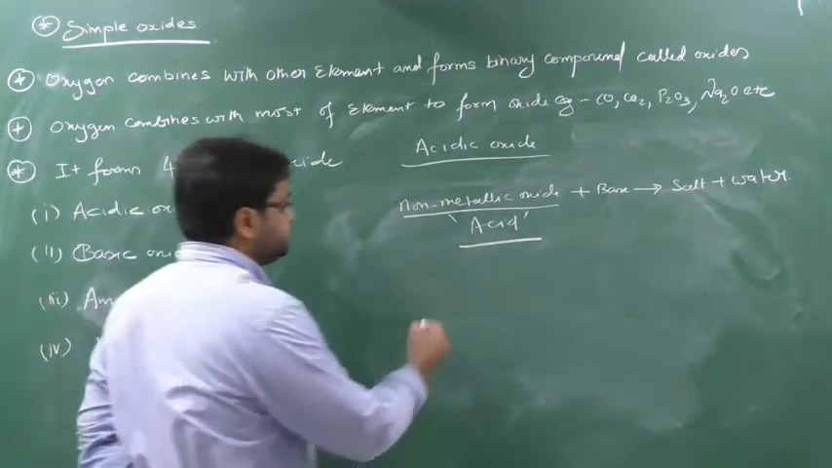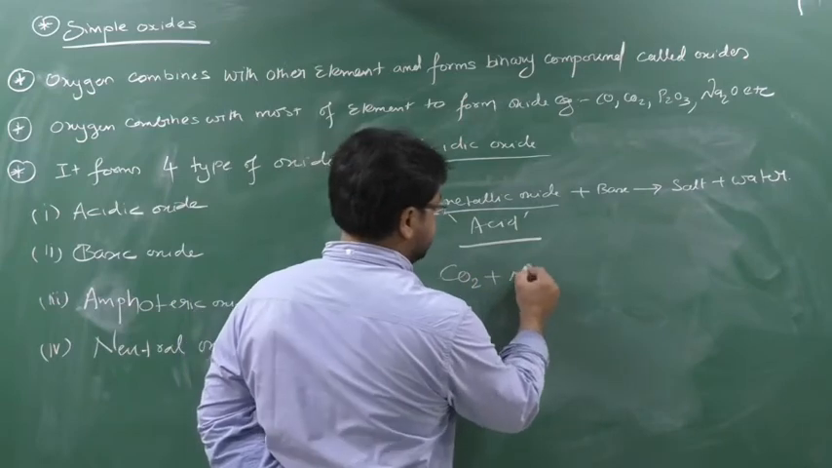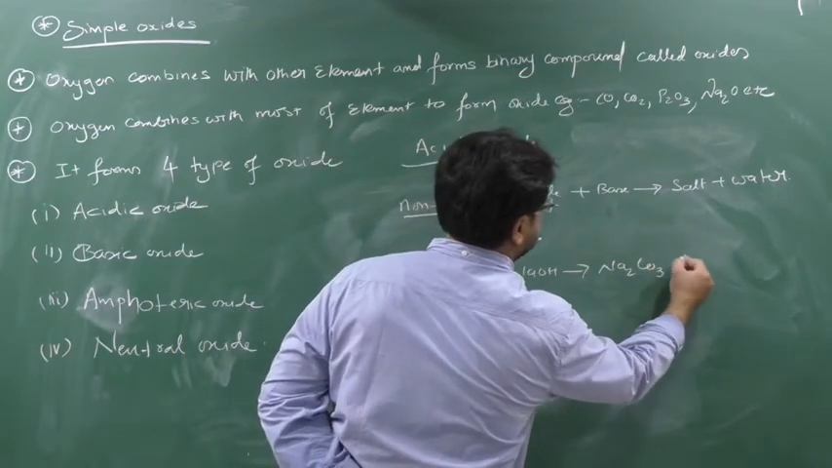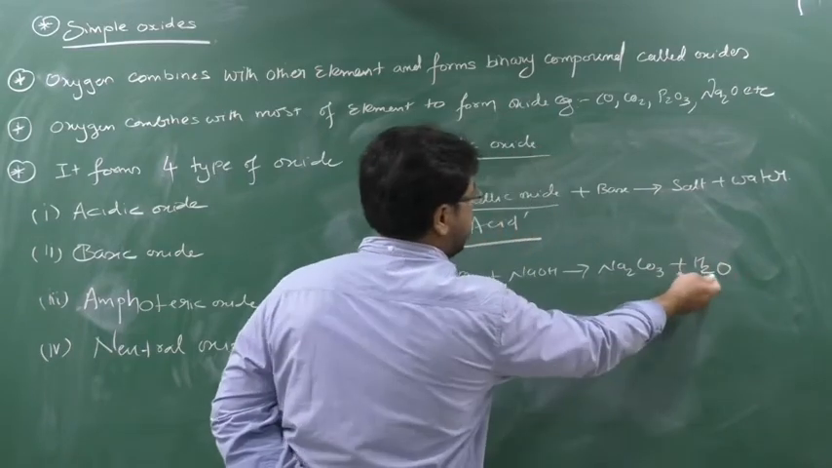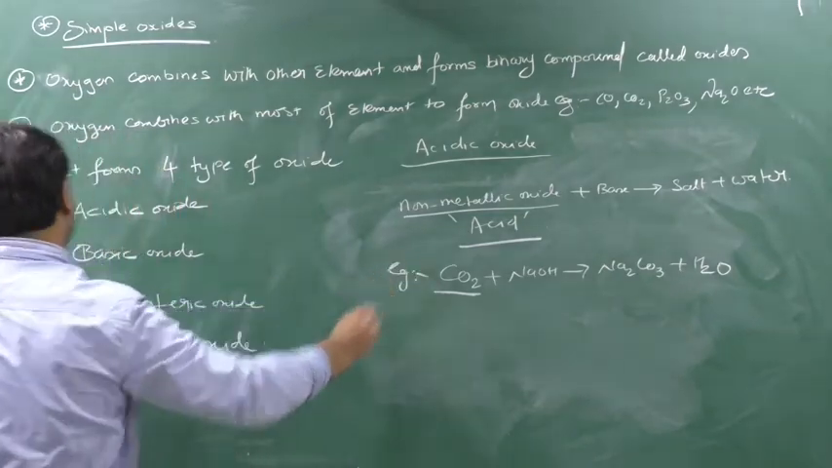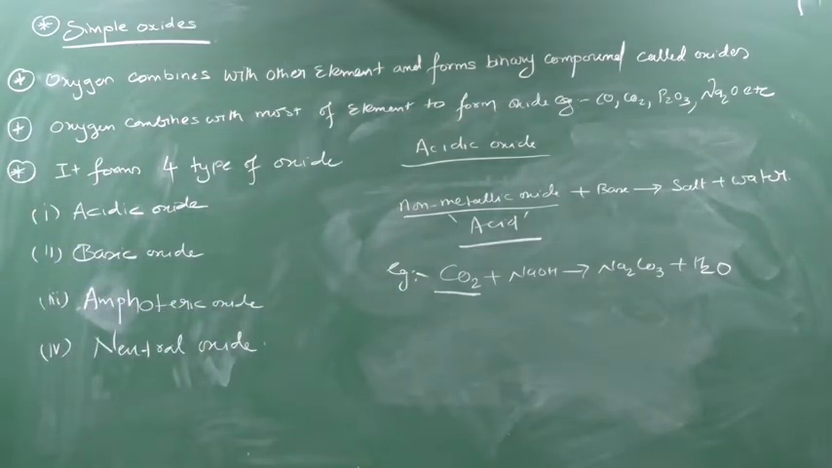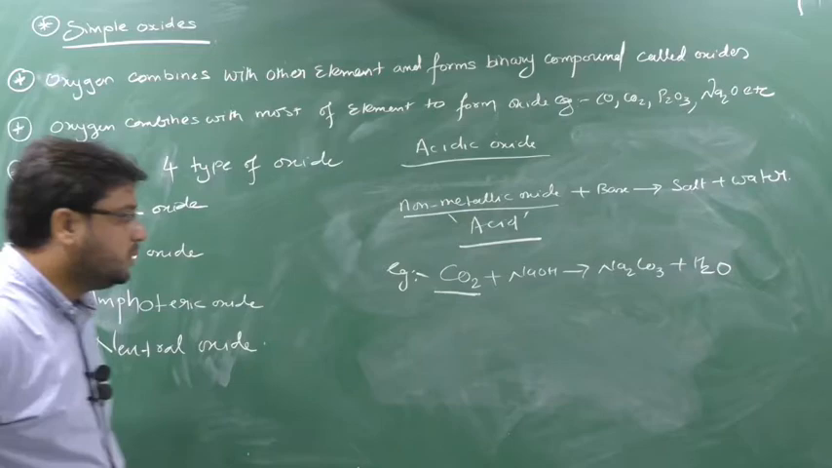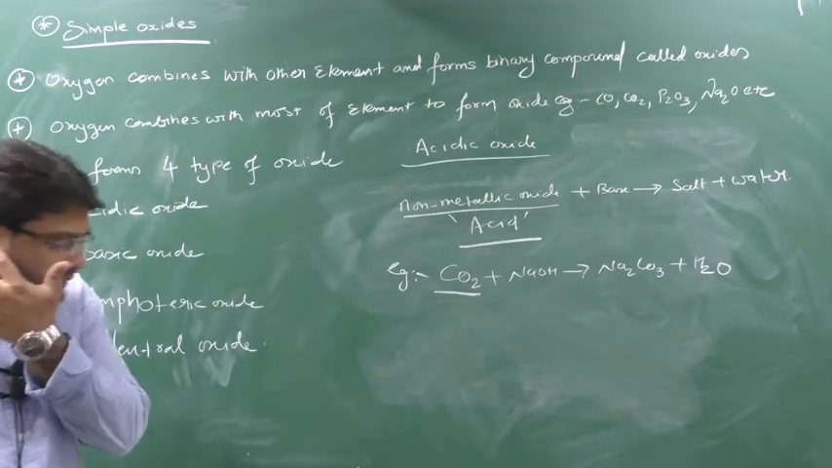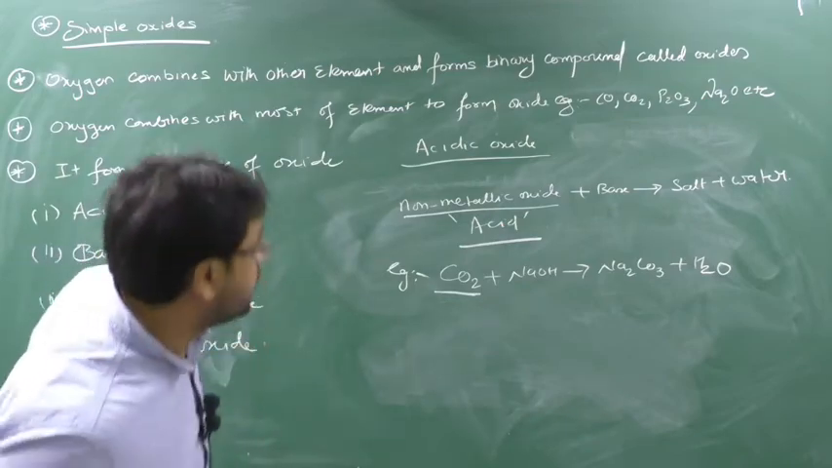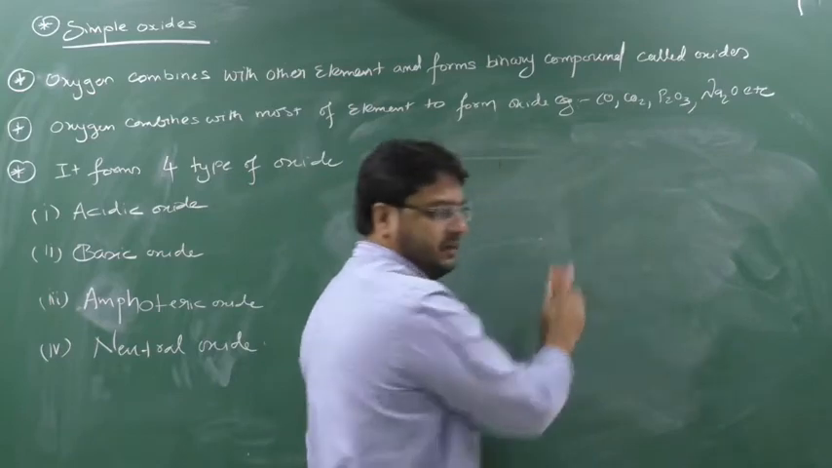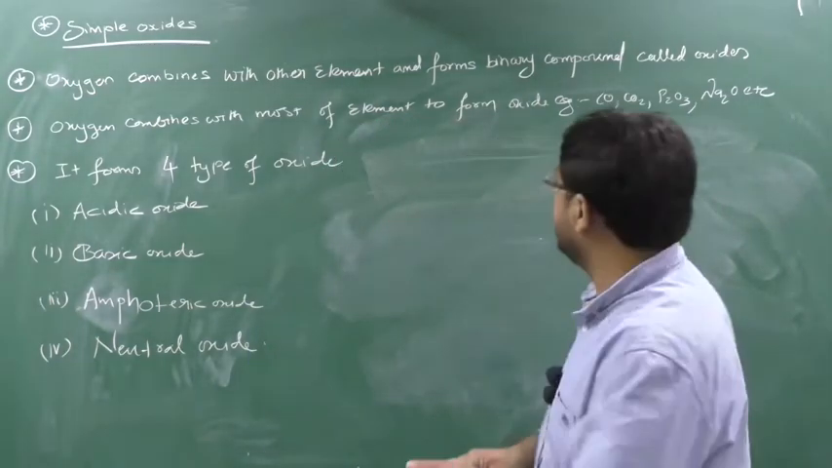We will see the example. CO2 plus NaOH. So it forms what? Na2CO3 plus H2O. See, this is salt and water. So we can say these are acidic oxides. Write down this example: CO2 plus NaOH gives Na2CO3 and H2O. Clear this part? Clear? Okay. So next we will go to the basic oxide. The opposite points of acidic oxide will give you the basic oxide. It's very easy. Clear? So write down this.